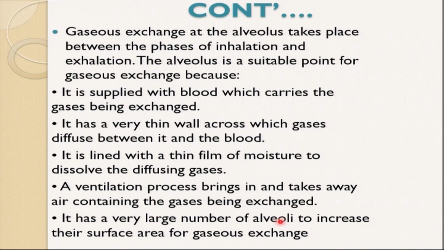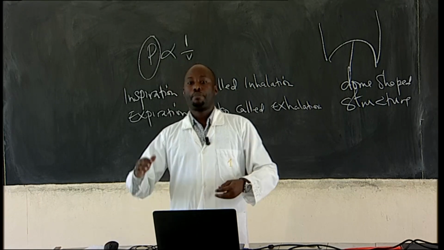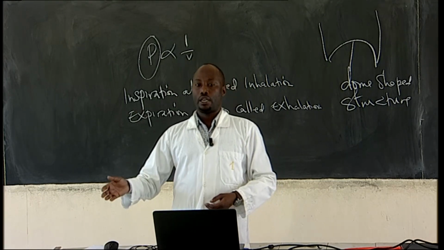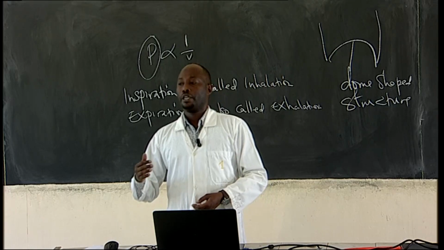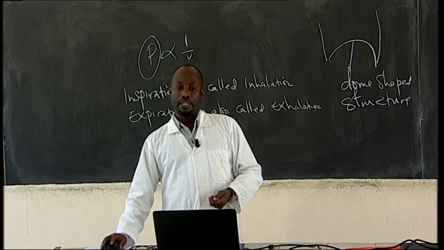Gaseous exchange at the alveoli takes place between the phases of inhalation and exhalation. The alveolus is a suitable point for gaseous exchange because it has the following. Why do we say that the alveolus is suitable for gaseous exchange? Number one, it is supplied with blood which carries the gases being exchanged, oxygenated and deoxygenated.